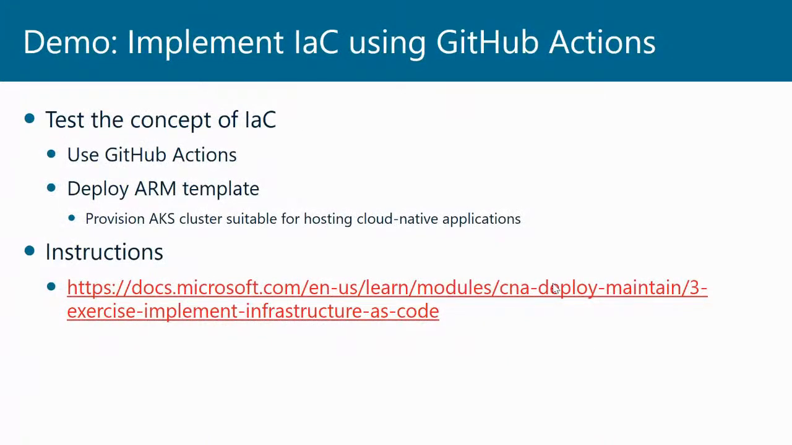All right, so this is the big demo. First of 3 demos I'm hoping to do depending on time. This one will get our feet wet in implementing IAC using GitHub Actions. We're going to test the concept of IAC in this demo. We'll use GitHub Actions to do that. We're going to deploy an ARM template. If you've never seen an ARM template before, you'll see an example of one. That ARM template will provision an AKS cluster that's suitable for hosting a cloud-native app.